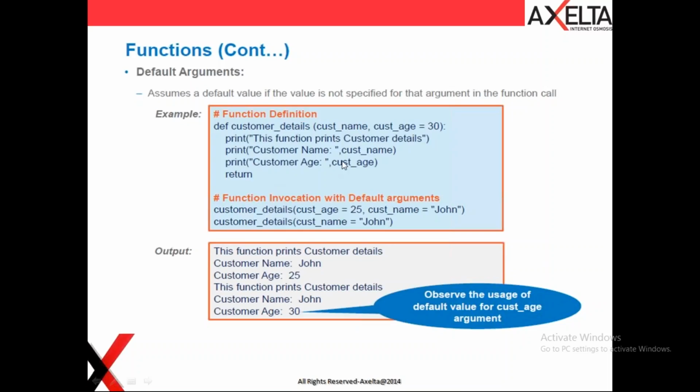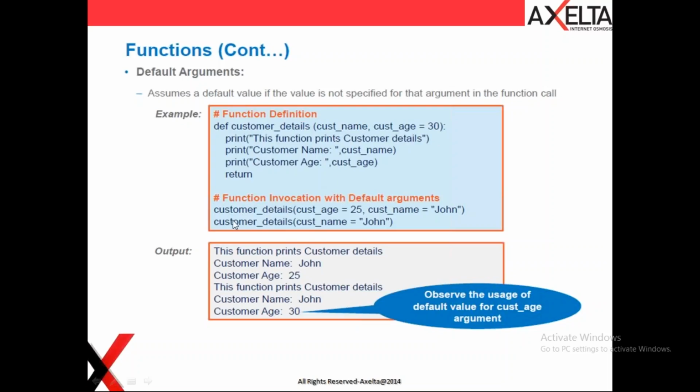With the help of default argument, you can fix the values of the function parameters, irrespective of whether the value is given by the person or not. See the example. This is the function. I am fixing the value. I am calling the function. See here, customer details, customer age is 25 and customer name is John. What output will I get? I will get customer details. What is the customer name? John. And what is the customer age? 25. You can change the default value to your desired value also.